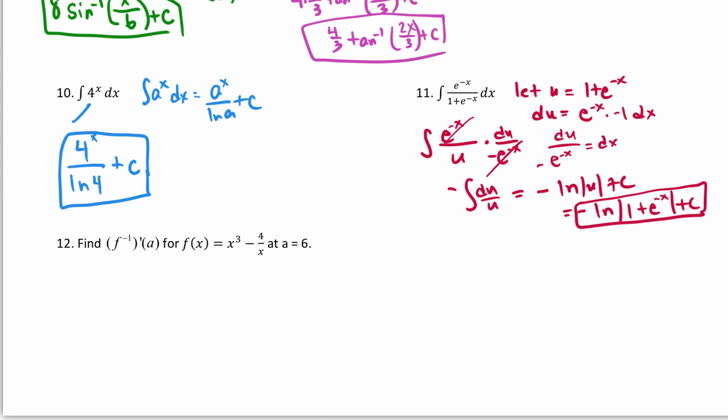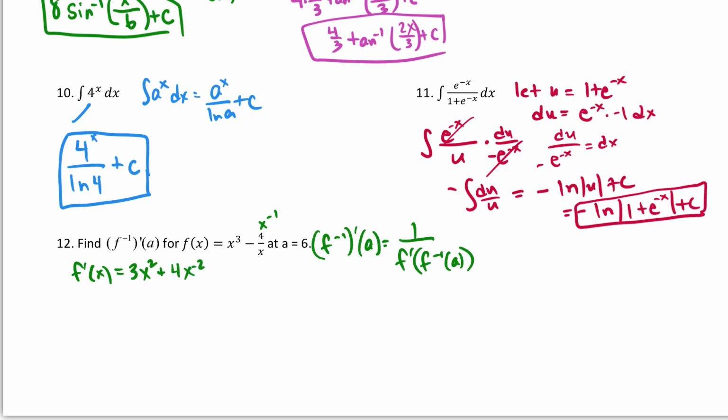So that means I have to use my inverse derivative formula, which is the inverse derivative of a is 1 over the derivative of the inverse of a. And so that means I need a couple things. I need the derivative of x here at the a value eventually, which will be 3x squared. And then this is x to the negative 1, so it'll end up being plus 4x to the negative 2. I also need my inverse. So the inverse of this is going to be x equals y cubed minus 4 over y.